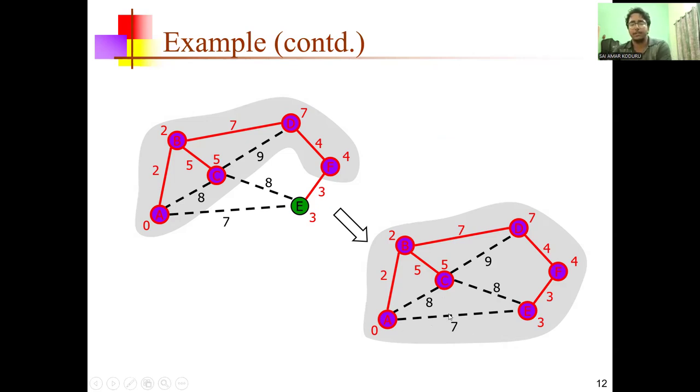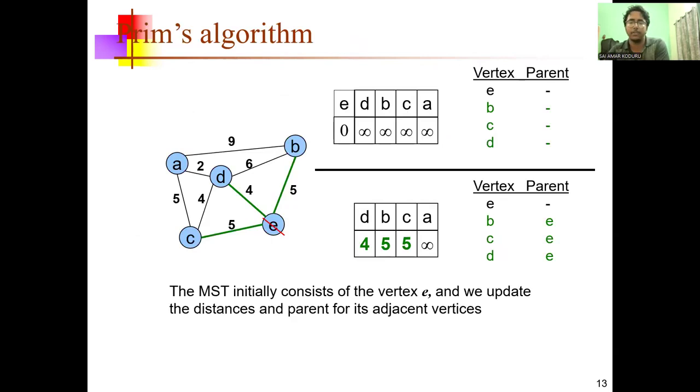So in total, the MST is A to B 2, plus 5, 7, 7 plus 7, 14, 14 plus 4, 18, 18 plus 3, 21. So our least cost path is 21. This is a brief example of how we can solve it.